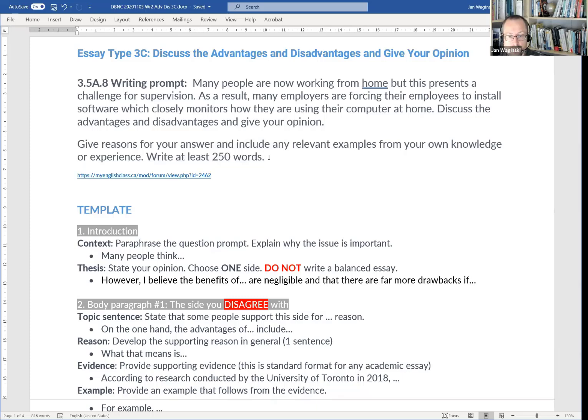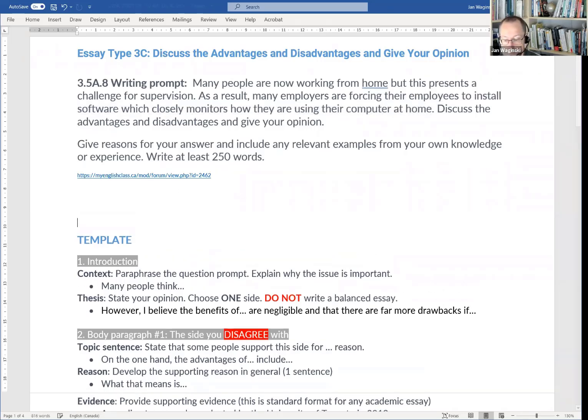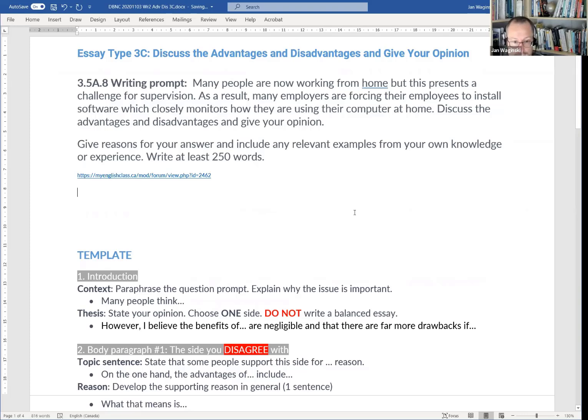Okay, so what do you think? What are the advantages and disadvantages of forcing employees to install software which closely monitors how they're using their computer at home? For the advantage, it will ensure to increase their productivity.